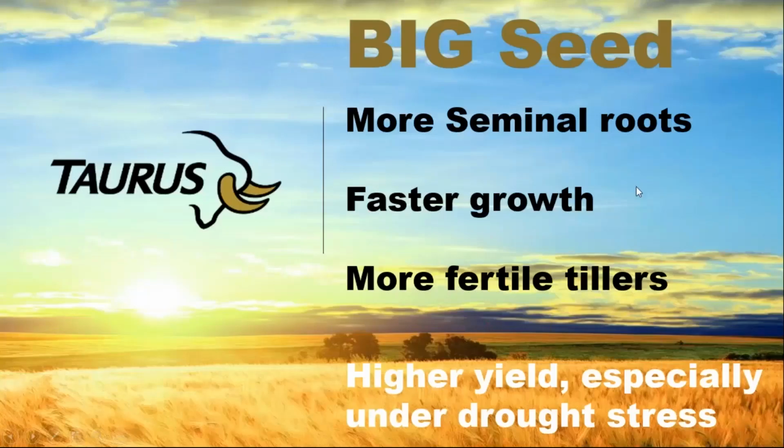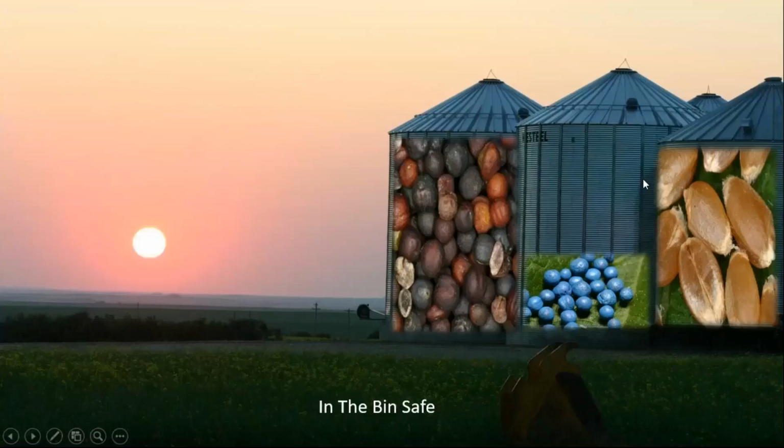So big seeds, more seminal roots or bigger seminal roots. There's not more. There's only 5 in wheat. Faster growth, more fertile tillers, and higher yields, especially under drought stress. So here we are. We got it. The seed is prepared. And I'll just make a few comments about that seed.